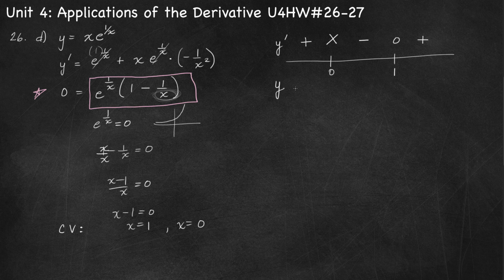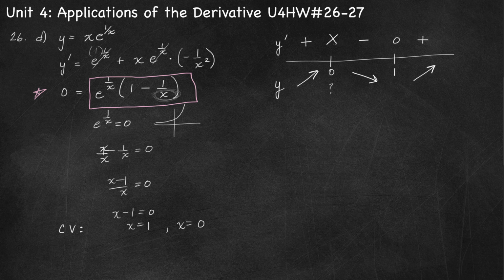That tells me my original function y is increasing up until 0, and then decreasing between 0 and 1, and then increasing after 1. But we have to be careful about calling x equals 0 a relative max, because the function is actually undefined when x is 0. So this is actually neither, even though we do get a sign change there.